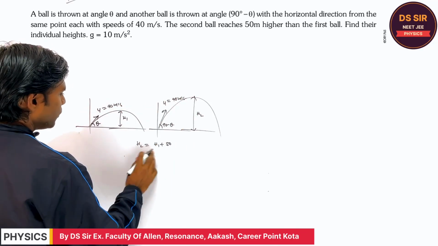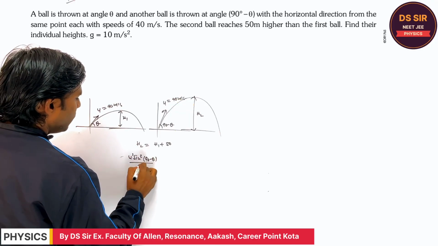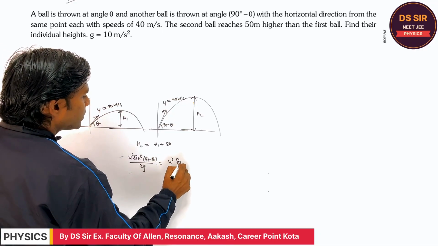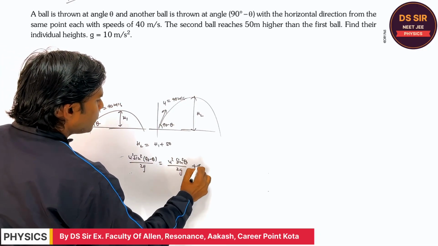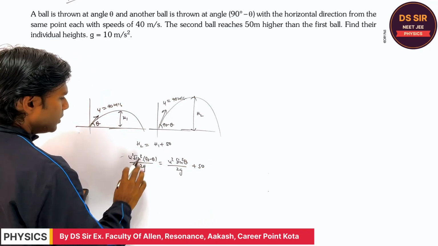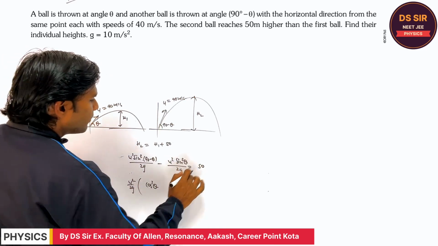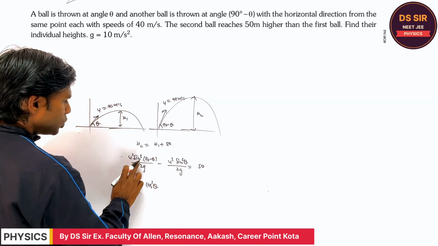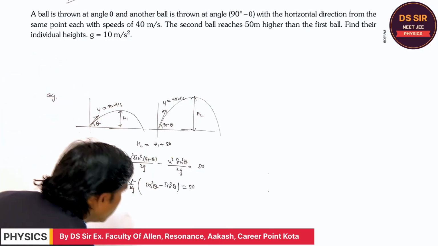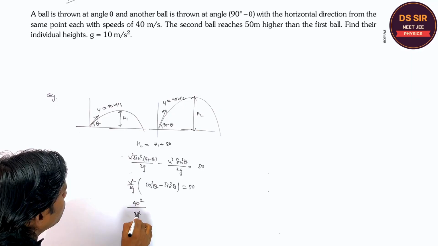So what is H1? What is H2? H2 is u square sin square of 90 minus theta upon 2g, which is u square upon 2g cos square theta, and H1 is u square upon 2g sin square theta, plus 50. So u square upon 2g is common. When this comes to this side, it becomes negative. So this is u square upon 2g times cos square theta minus sin square theta, equal to, say, 50.